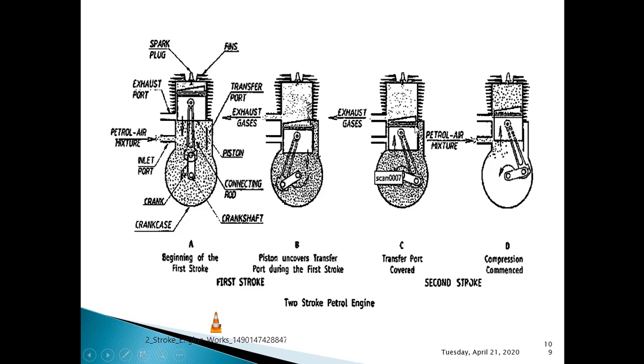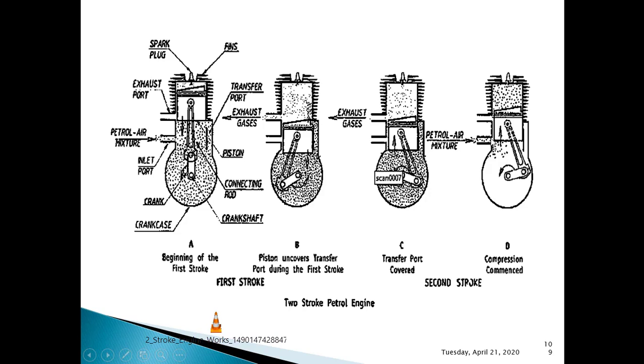And with its upward movement it then covers this exhaust port. That means the exhaust gases which are here, flowing out through this exhaust port, will be stopped as soon as it covers the exhaust port. And when it is covering the exhaust port, you can see here it uncovers this inlet port, as we already discussed in the fourth diagram, for entry of air fuel mixture. So its upward movement covers the transfer port first, then further covers the exhaust port, and it uncovers the inlet port.